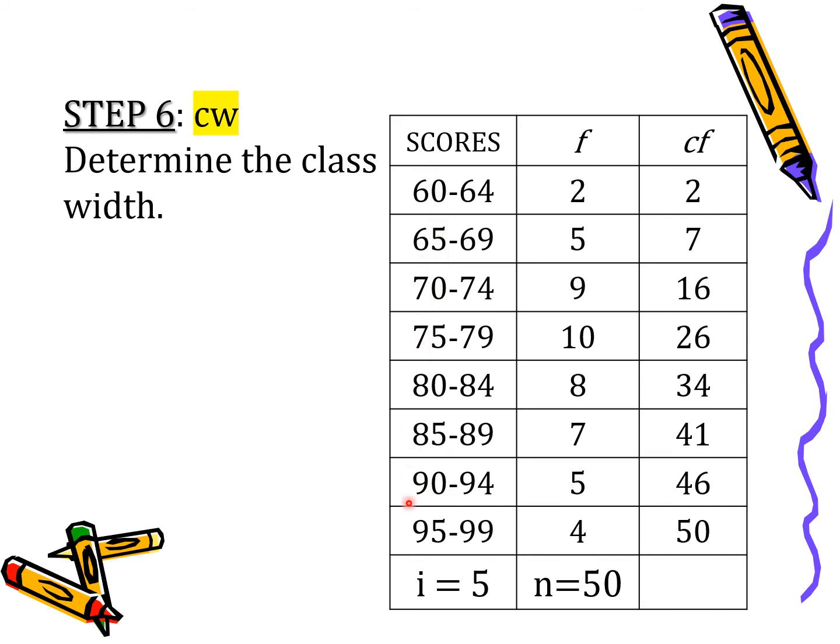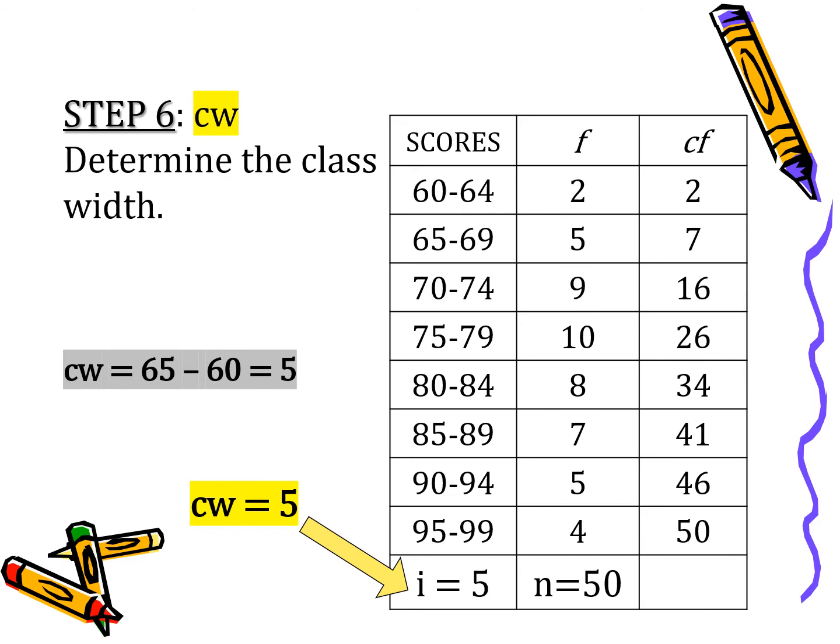Vertical. Like 65 minus 60, 95 minus 90, 85 minus 80. That's also the same as 69 minus 64 is equal to 5. 74 minus 69 is equal to 5 also. So anything that you want to subtract, taking the two numbers vertically, one higher than the other, it's all the same. And here, in this case, i is equal to 5. So again, simply take two numbers and then subtract to get the class width. Like in the example here, 65 minus 60 is equal to 5. So this is our class width.